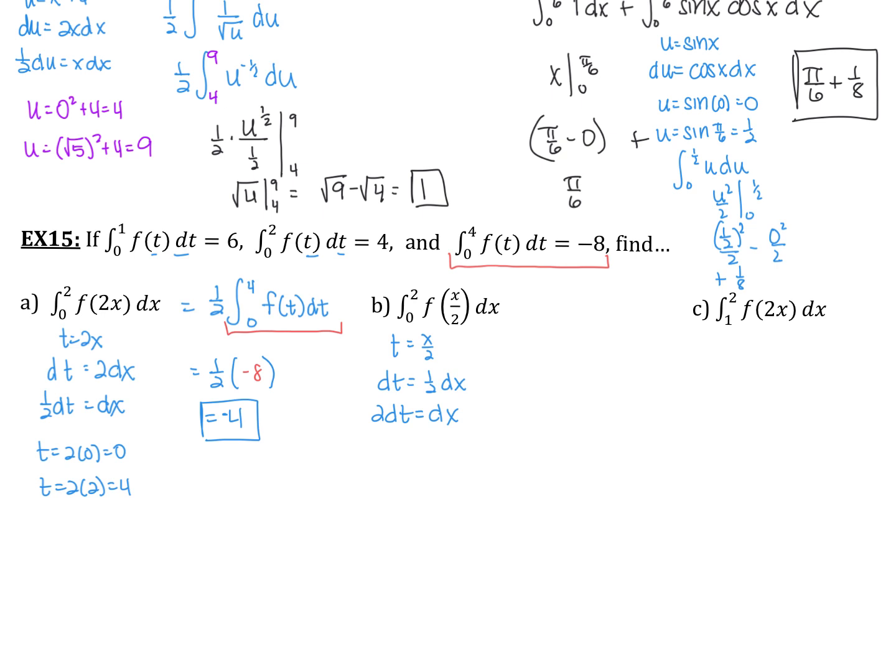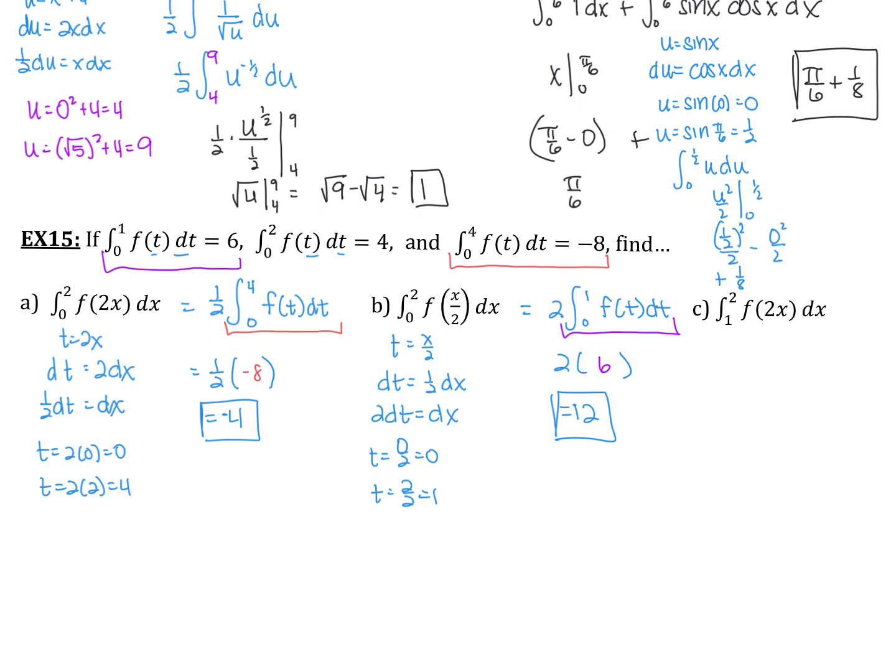Using a bound change, because I don't have any integrals that have x over 2 in them, I'm going to change my bounds to t bounds. T is x over 2. When I use that lower bound, that would be 0 over 2, or just 0. And when I use the upper bound, we'd get 2 over 2, which is 1. So I can rewrite this integral to say 2 times the integral from 0 to 1 of f of t dt. I know this quantity here is 6. So this problem really says 2 times 6. And so this result equals 12.